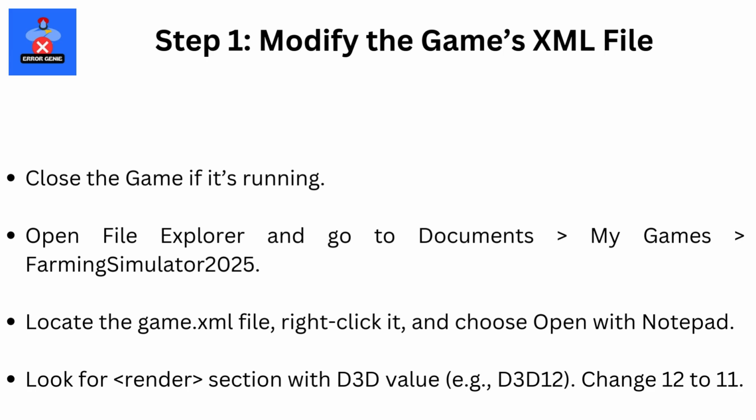Step 1. Modify the game's XML file. Close the game if it's running. Open File Explorer and go to Documents, then My Games, then Farming Simulator 2025. Locate the game.xml file, right-click it, and choose Open with Notepad.